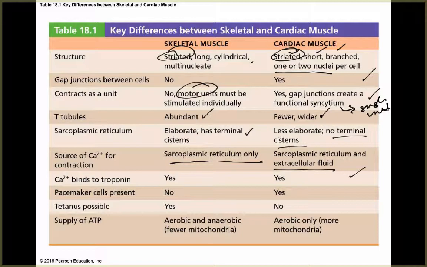Calcium binds troponin is the same. Cardiac muscle has pacemaker cells, so it is actually going to be self-contractile, whereas skeletal muscle doesn't have it, so it's going to get it from an outside source. Tetanus happens in skeletal muscle, where it doesn't happen in cardiac muscle. And skeletal muscle is aerobic, with more mitochondria, and cardiac muscle can be aerobic or anaerobic, right? If not enough oxygen gets there, it'll go anaerobic, thus it has fewer mitochondria.